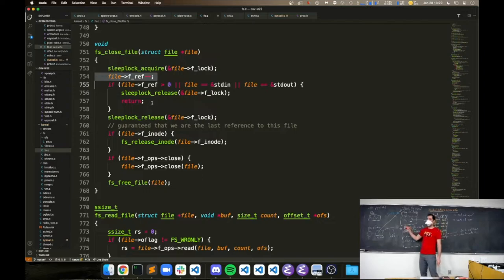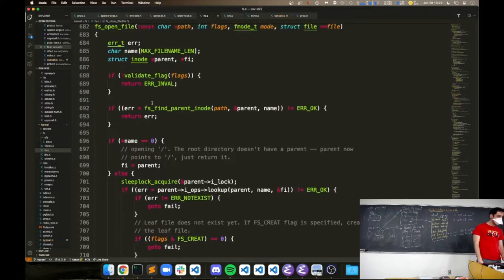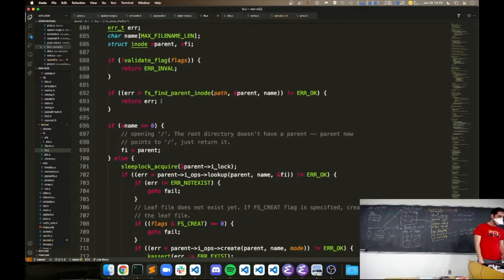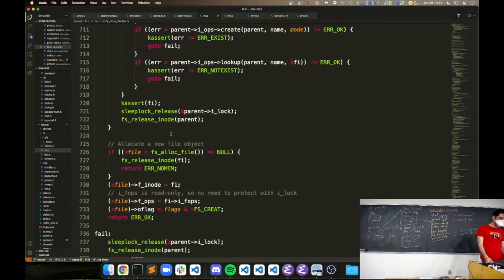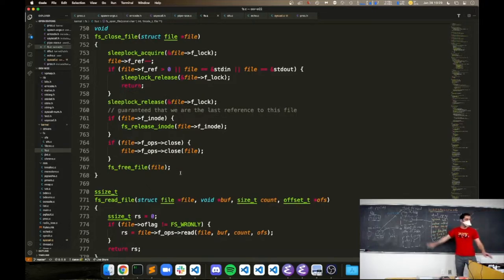In sys pipe, you just need to allocate the file. Okay. And you can dive into this to look, but this fs open file calls fs alloc file. It otherwise does not initialize the reference count, because fs alloc file starts it off appropriately. Okay, thank you. You also do not need to free the file struct, because we can see that fs close file calls that for us.